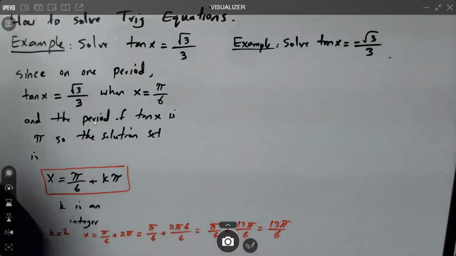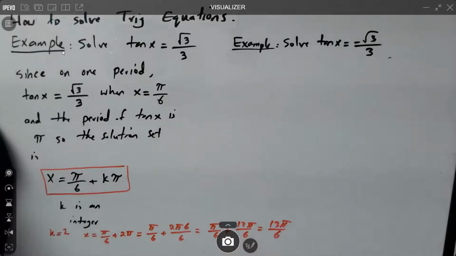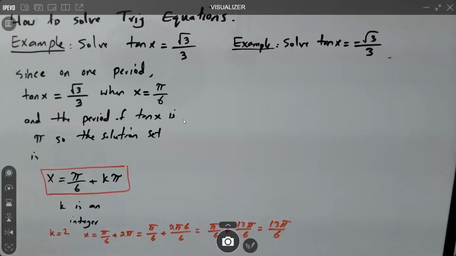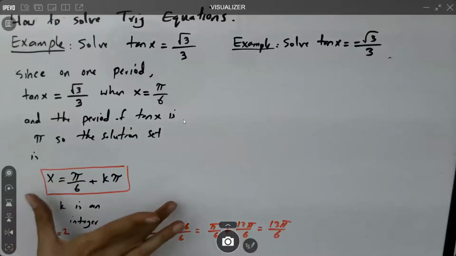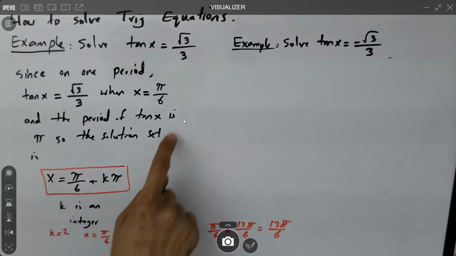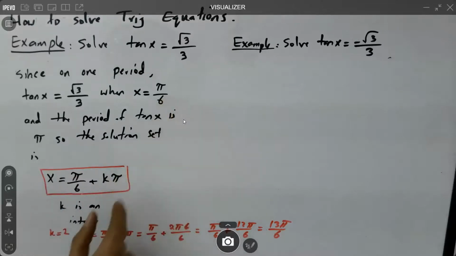Is this the third number on the graph? Let's check. It must be 13 pi over 6. And just double check all of these points randomly. But the way that you're going to represent it is in the box: x is pi over 6, the angle in one period, plus k times the period.